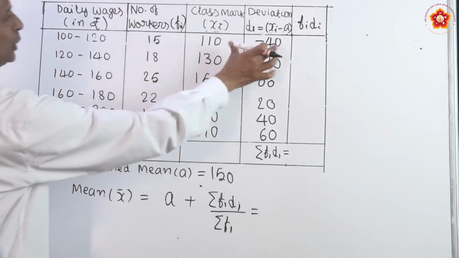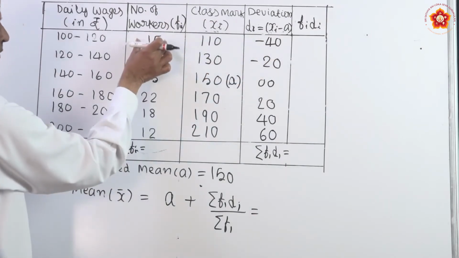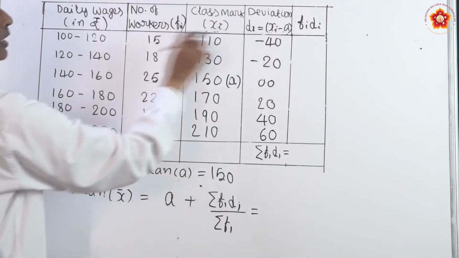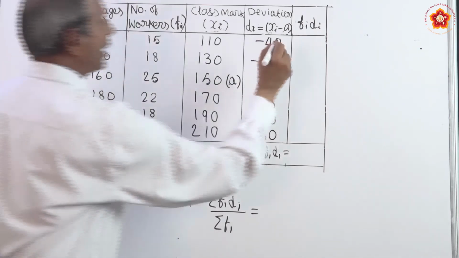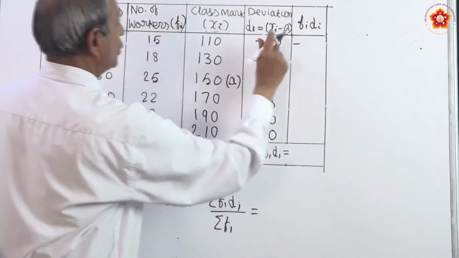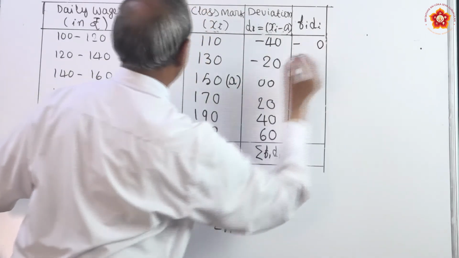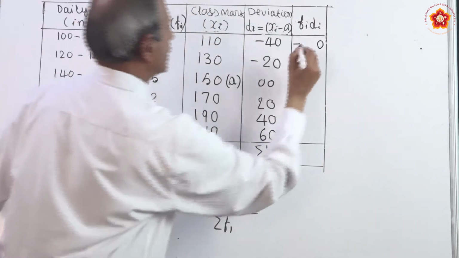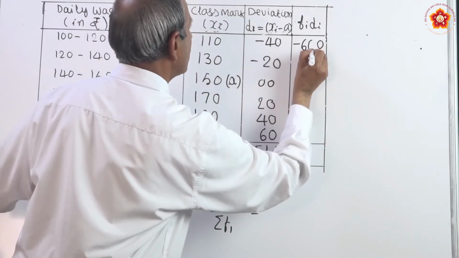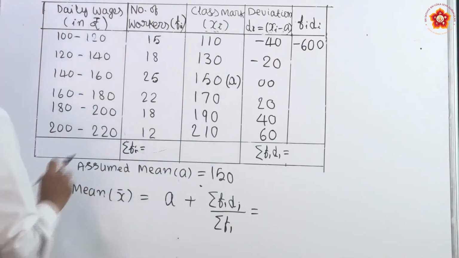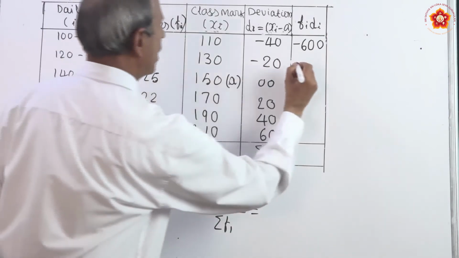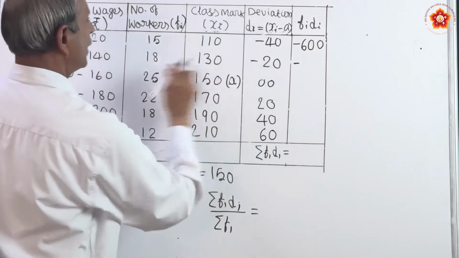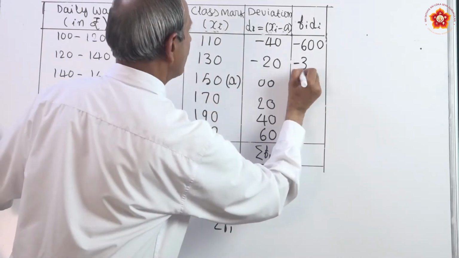Do not multiply these two, you have to multiply Fi. Fi value is 15 into minus 40. Multiply 15 into 4, 60, so minus 600 you are going to get here. Next you have to multiply 18 into minus 20, you will get a negative value, 18 into 2, 36, so minus 360 will come.